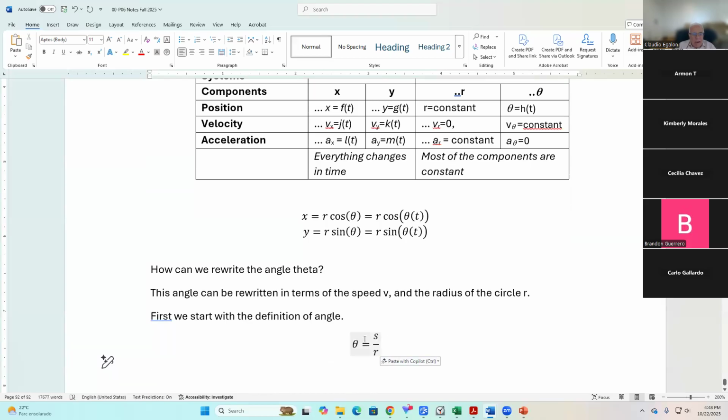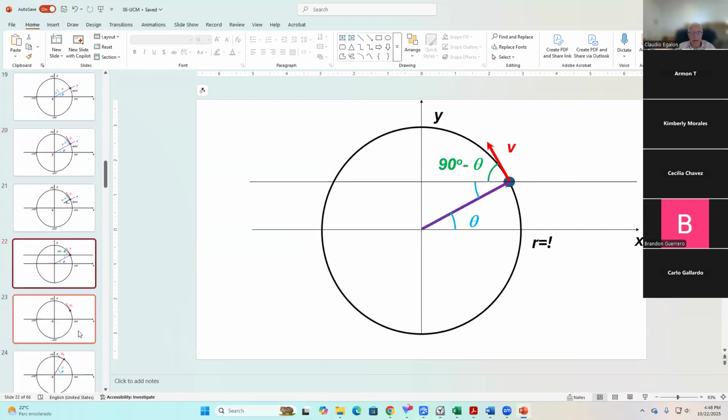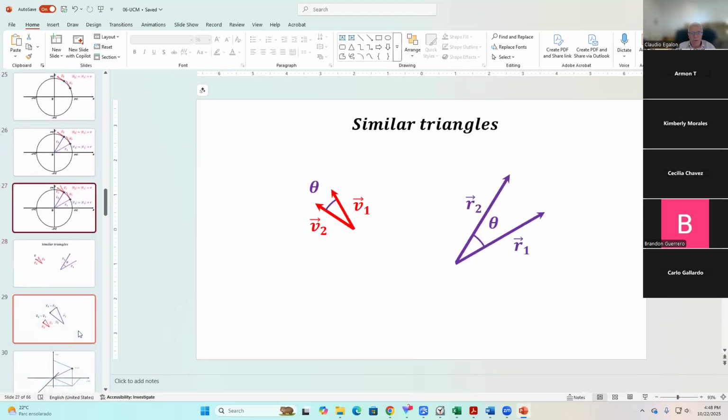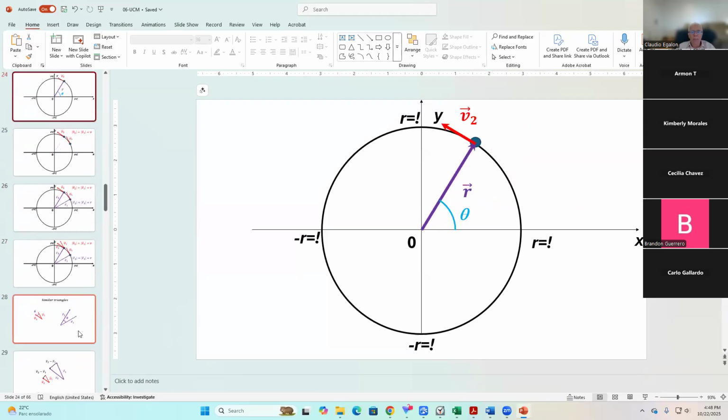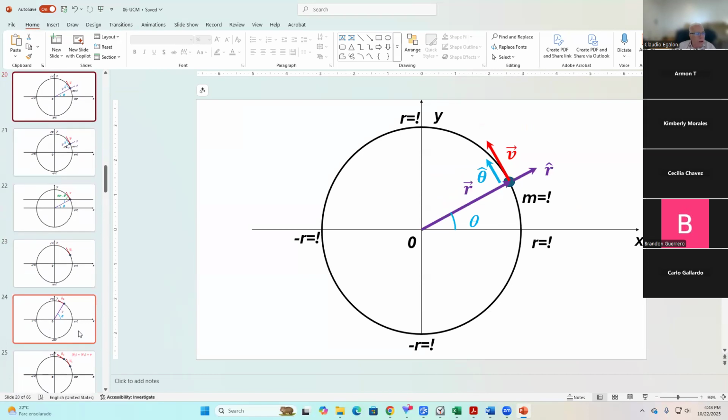It's the length of the arc, which I call S, divided by the radius of this circle. So here you go. This angle that you see right in here is this length that you see right in here, which I'm calling S, divided by the radius of the circle. That's how an angle is defined: in terms of the radius and the arc length.